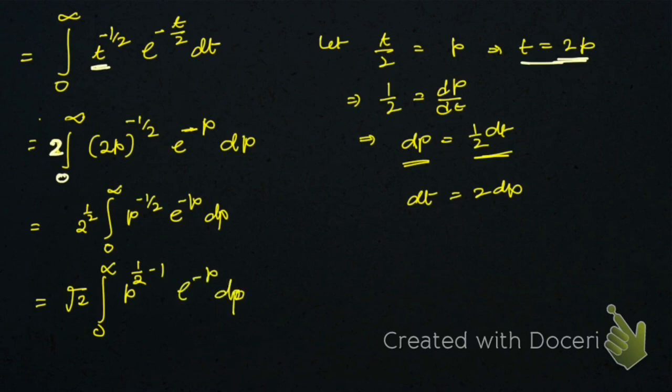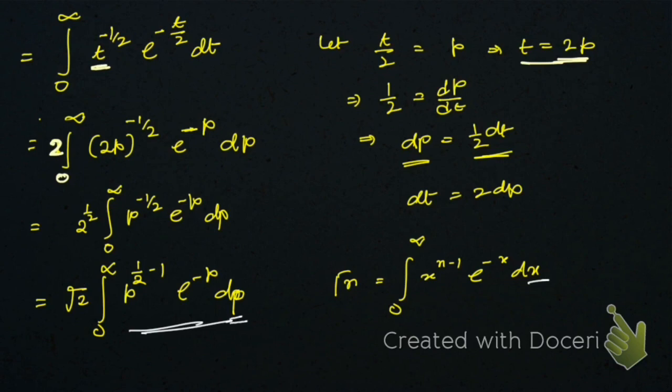Now we know the definition of gamma function, that is gamma n is equal to integration from 0 to infinity x to the power n minus 1 e to the power minus x dx. So here if you compare these two, the only different thing is that here x is p, and otherwise all the things are the same. If you compare this part with this, then n is nothing but half, right? So we're going to have gamma half after application of this formula.